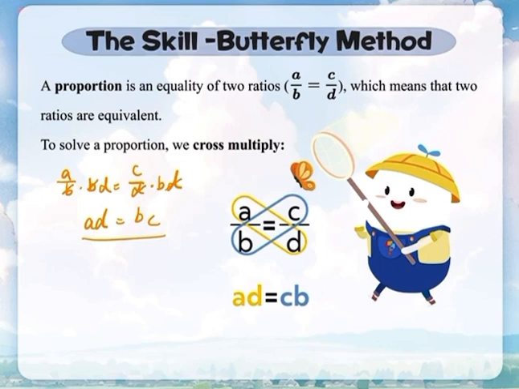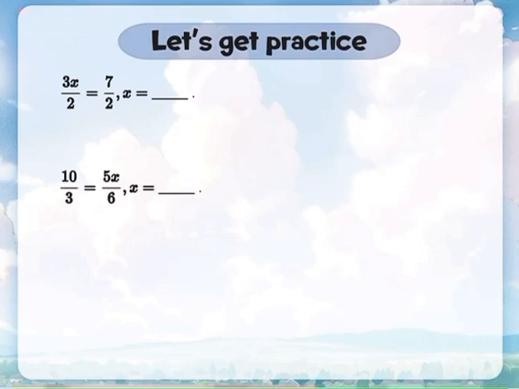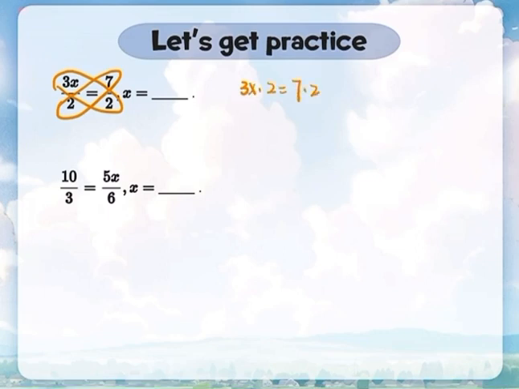Okay, so this is the basic logic for the butterfly method, and then we are going to talk about 3 questions related to it. The first one is very easy. We know that 3x divided by 2 equals to 7 divided by 2. What is the value for x? The first step is to draw a butterfly around the two fractions, right? And we know that 3x times 2 equals to 7 times 2, right? The products of the two wings for the butterfly should be the same. Then we can cancel out the 2 here, and we know that 3x equals to 7, and the value for x should be 7 divided by 3.